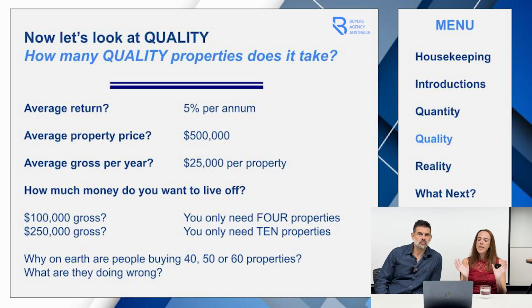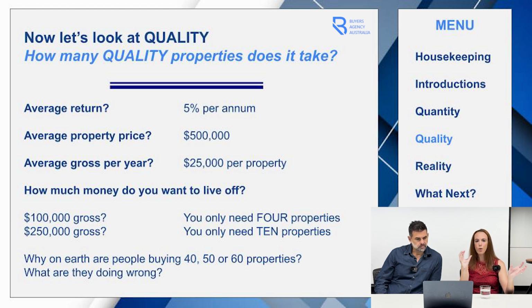But let's say your purchase returns 5% per year. So that's 5% of the purchase price. If it's a $1 million property, you're making 50 grand a year in rental income. So 5% of the value of the property is coming back to you every year in income. Okay. Now let's just say, hypothetically, the average price of each of your properties, or average value, is $500,000. So your average gross income per year is $25,000 per property if you're buying $500,000 properties at a 5% return, okay?